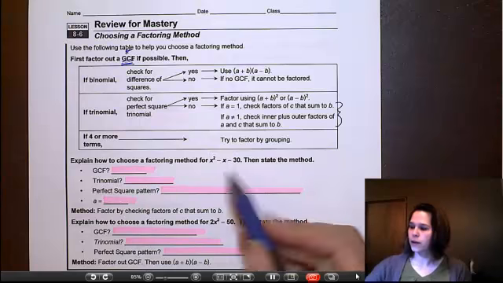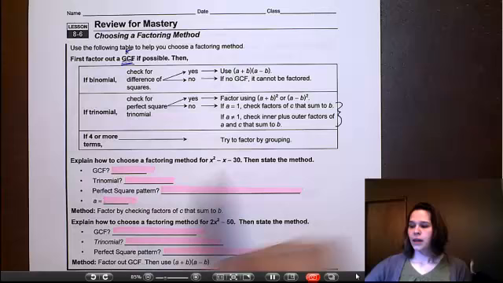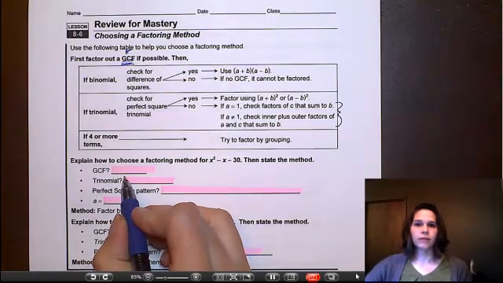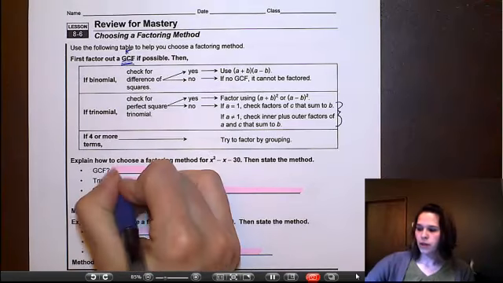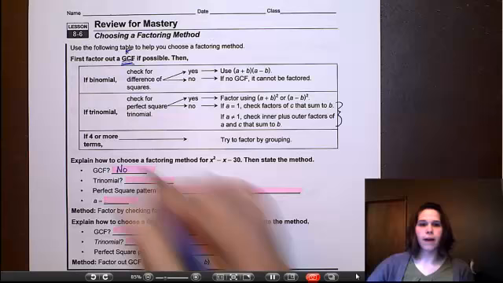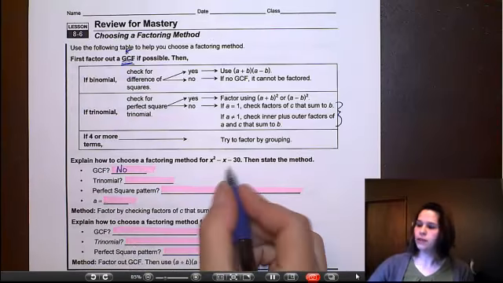So here's our first one, x squared minus x minus 30. Is there a greatest common factor? Well, no, except 1, and we don't count 1 as a greatest common factor. So no greatest common factor to pull out. Okay, is it a trinomial? Yes, 3 terms.